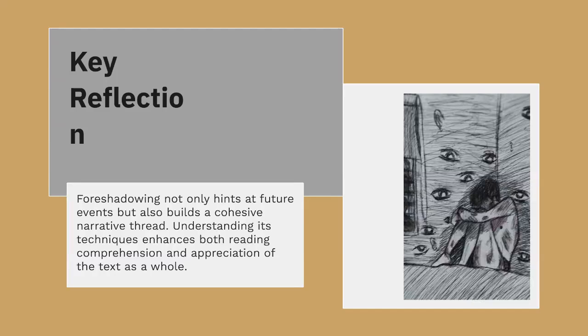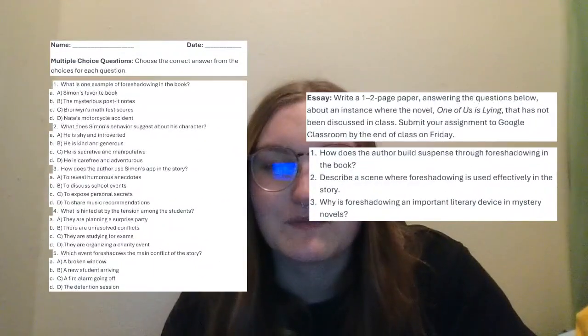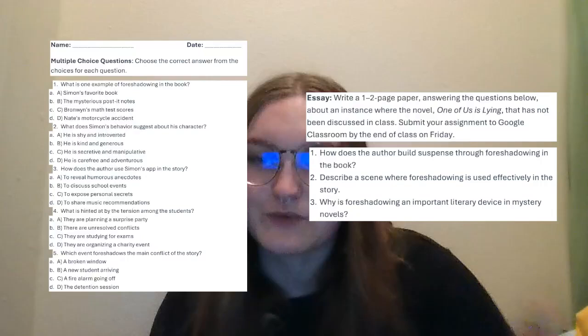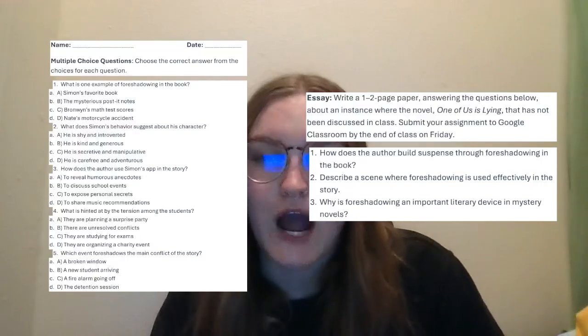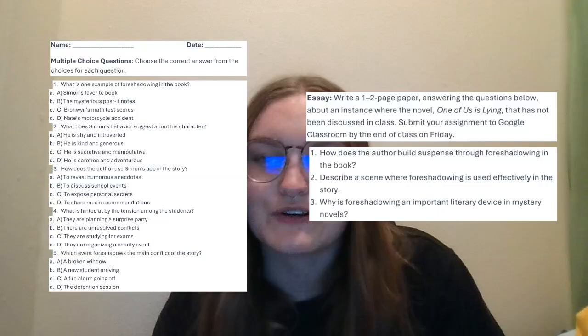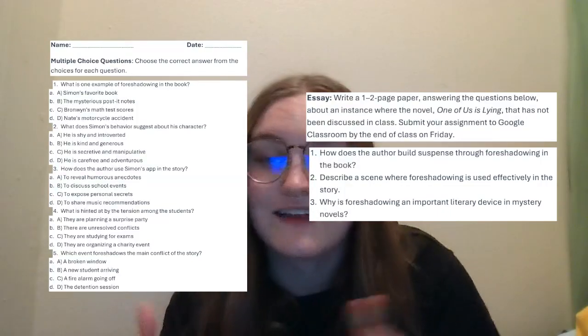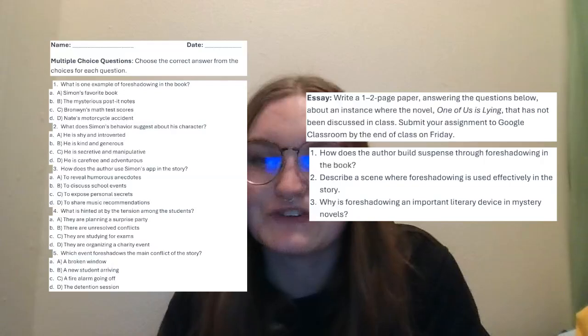And for key reflection, foreshadowing not only hints at future events, but also builds a cohesive narrative thread. Understanding its techniques enhances both reading comprehension and appreciation of the text as a whole. And it really shows that even if something may not be a murder mystery, which is what you can typically figure out, adding foreshadowing to a book allows readers to have that sense of a murder mystery throughout the entire book. It's quite wonderful.